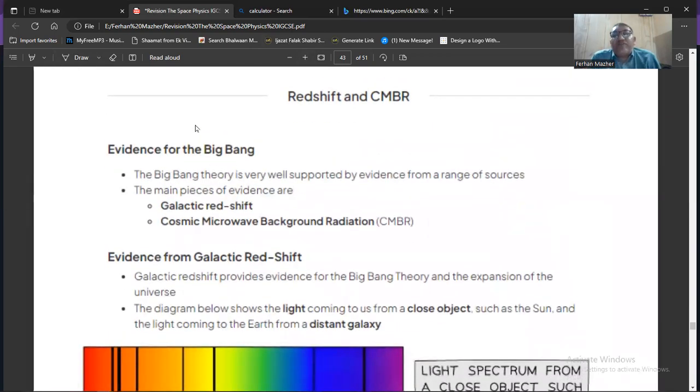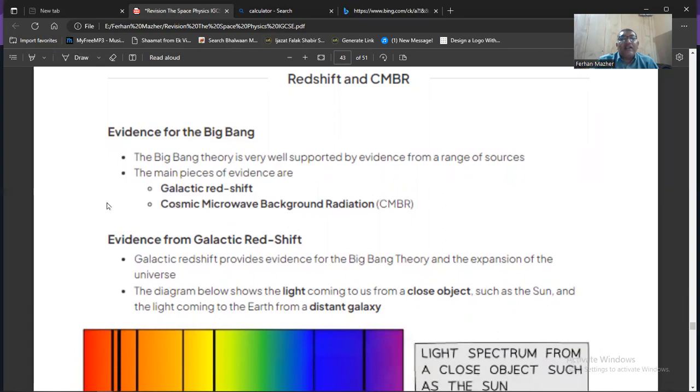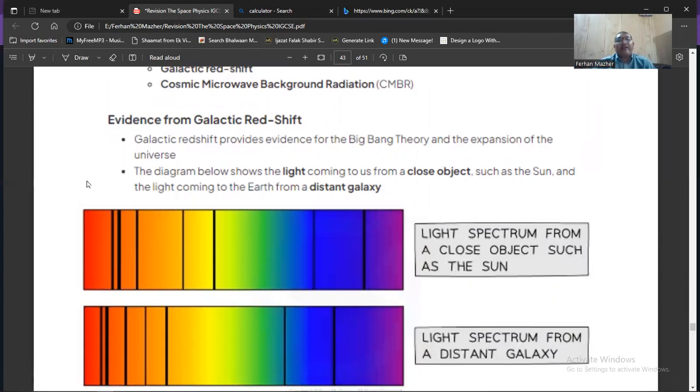So we have redshift and CMBR, evidence for the Big Bang. The Big Bang theory is very well supported by evidence from a range of sources. The main pieces of the evidence are galactic redshift and the cosmic microwave background radiation, CMBR. Evidence for the galactic redshift: galactic redshift provides evidence for the Big Bang theory and the expansion of the universe.